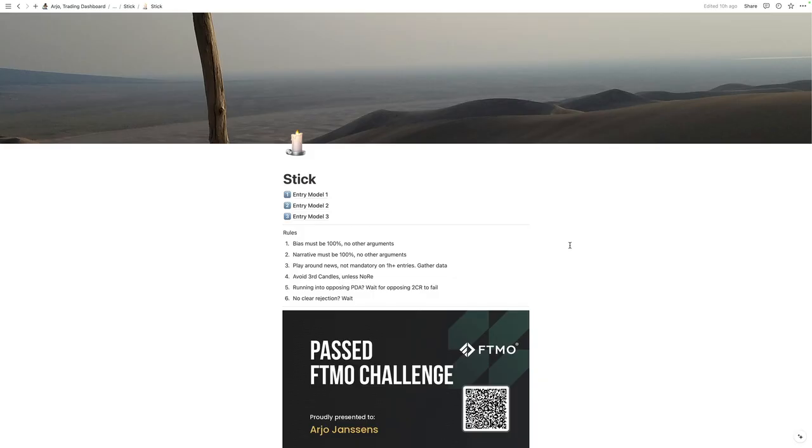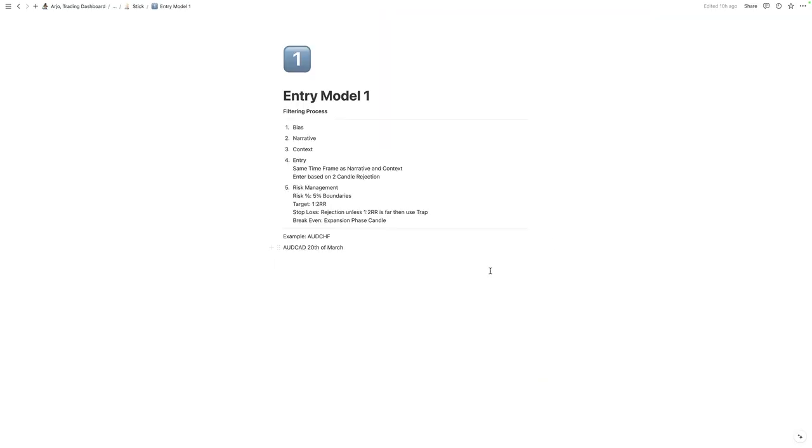Now let's dive into the entry models right here. Entry model number 1. Again, based on a filtering process. So everything we have gone over thus far, filtering process, you would use that for this entry model, and you would use that for this trading plan. Bias, narrative, context, all again based on filtering process, what we went over thus far.